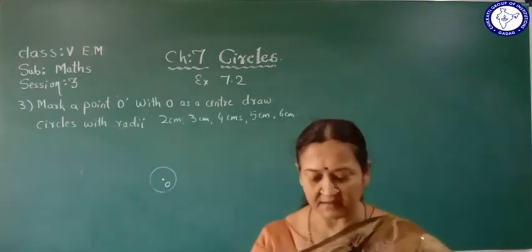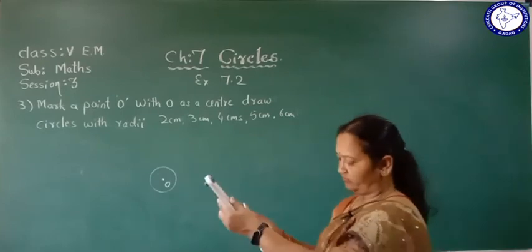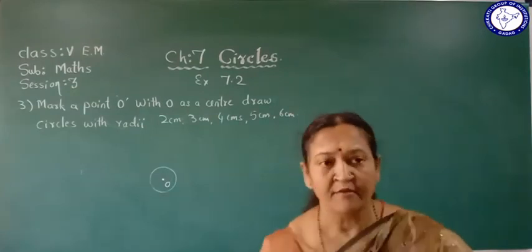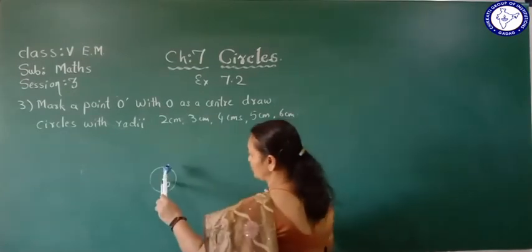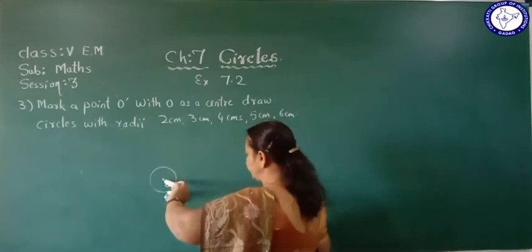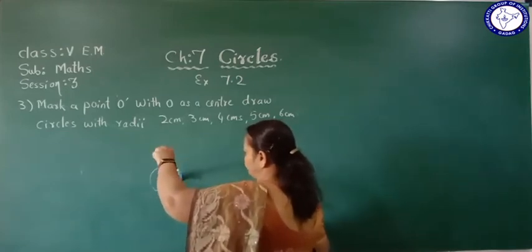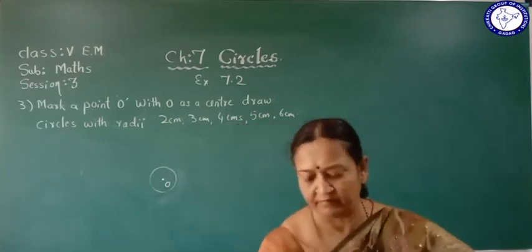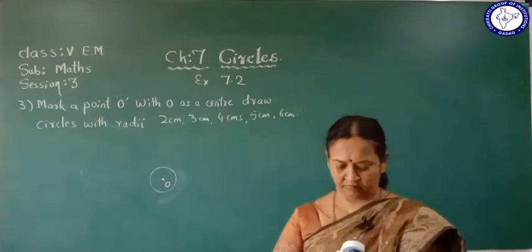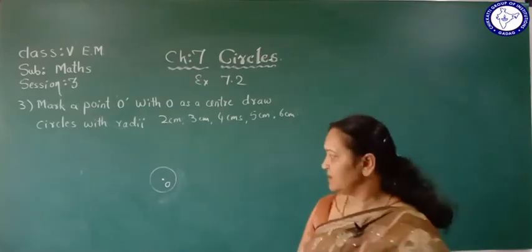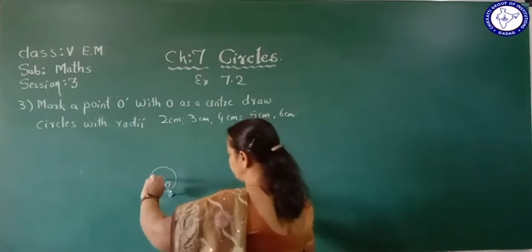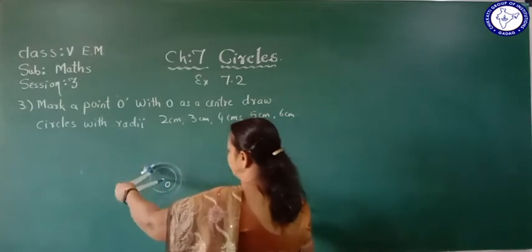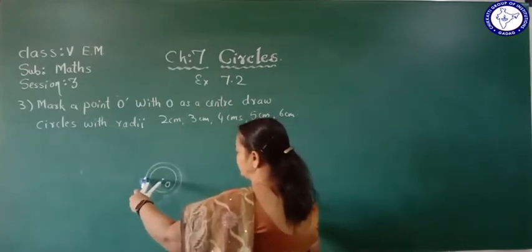Next one, measure 3 centimeter with the same center O. Construct a circle of 3 centimeter. Here keep the compass on the center of the circle and draw a circle of 3 centimeter.